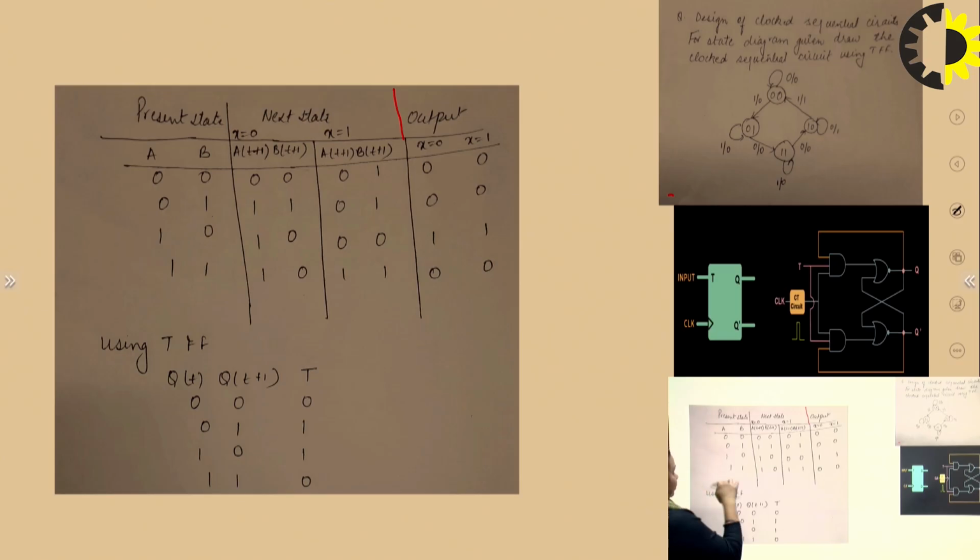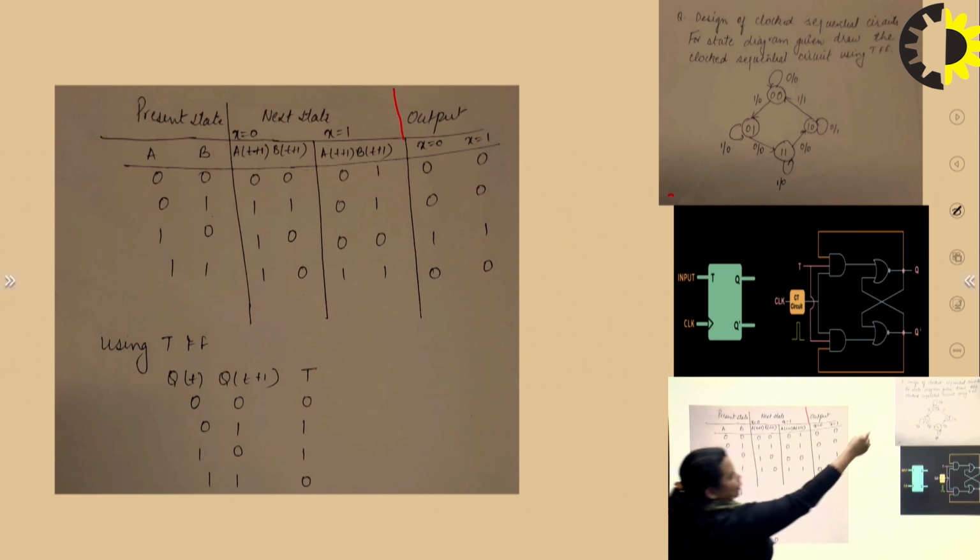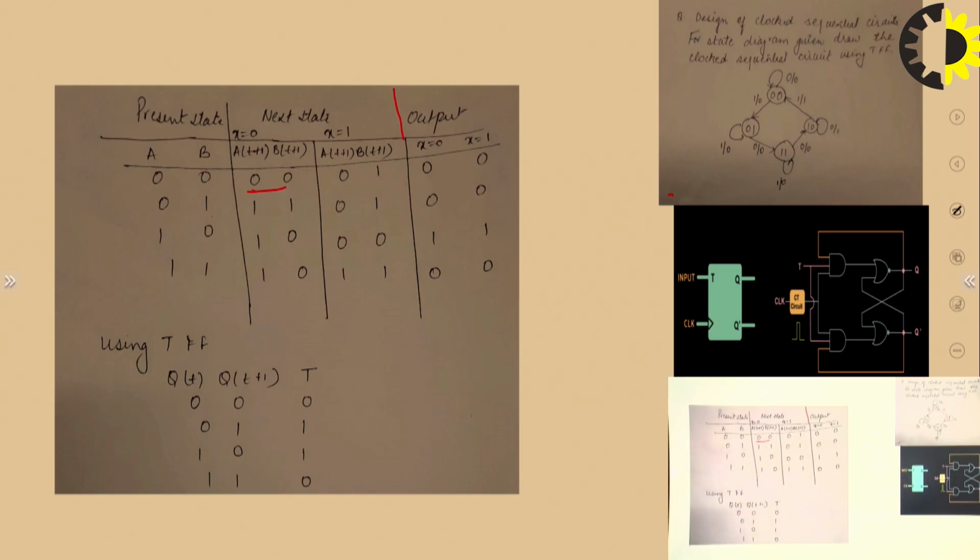So this is how first of all you will make a format for your table. Now start writing it according to the diagram. Initially when your state is 0 0, what is happening? At input 0, it is going to 0 0, and output is 0. Clear? First step is clear, how I have made this.